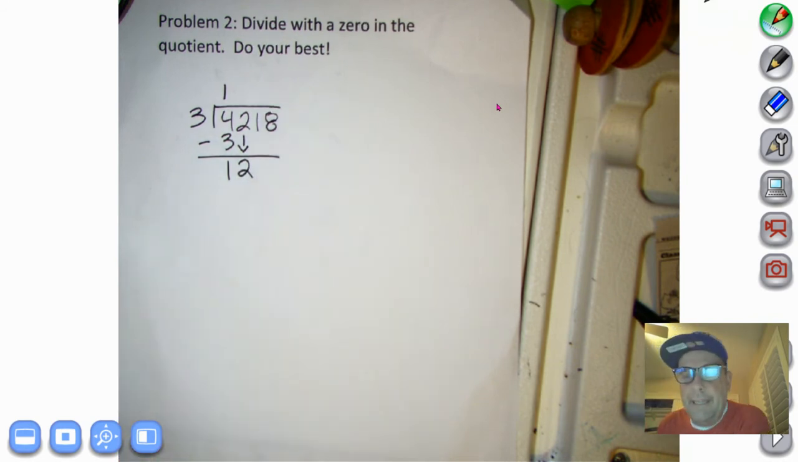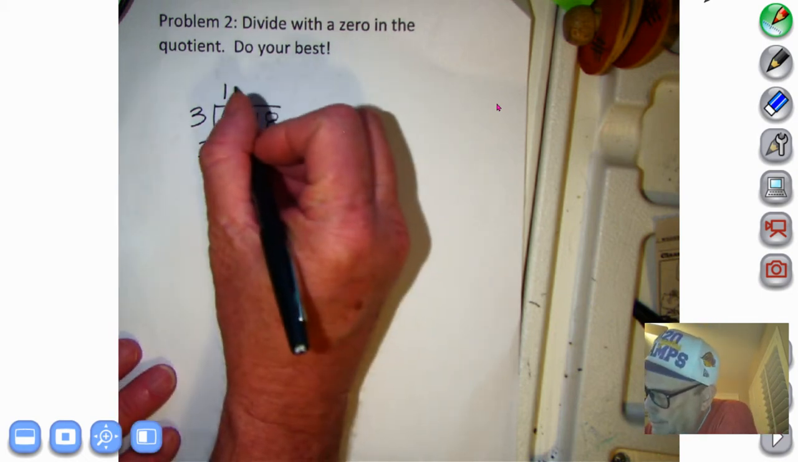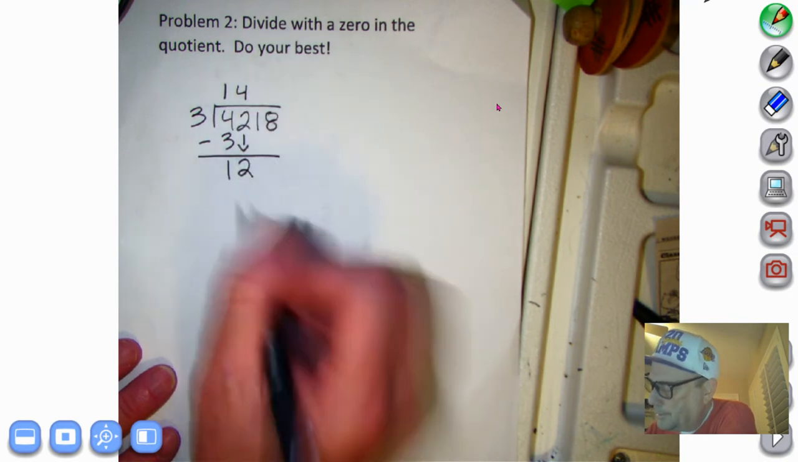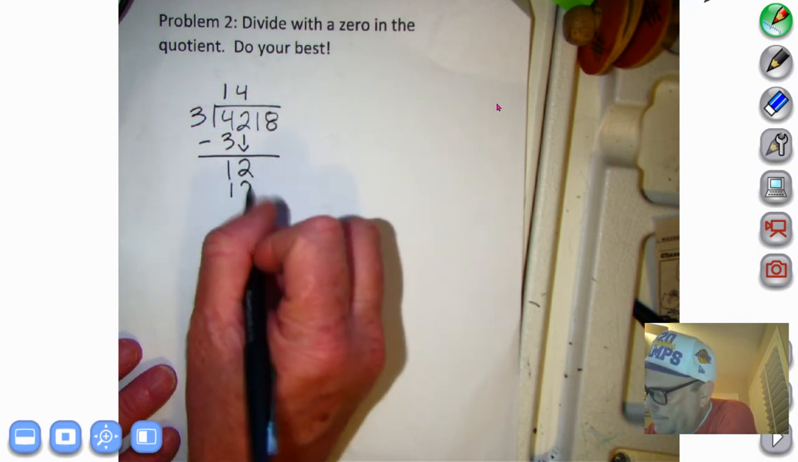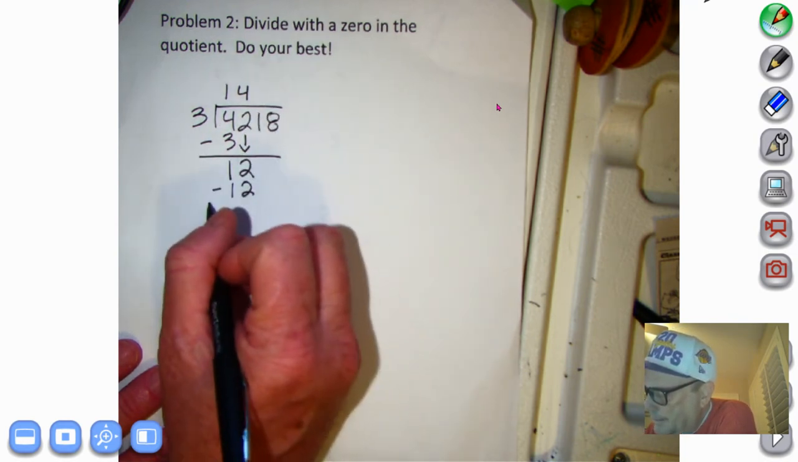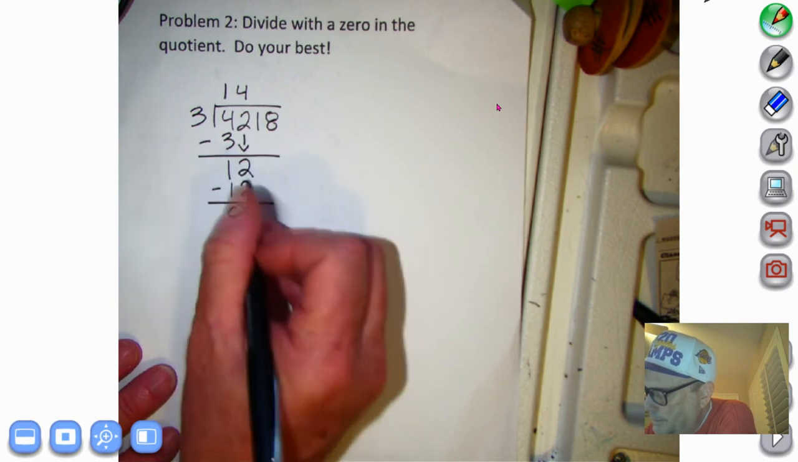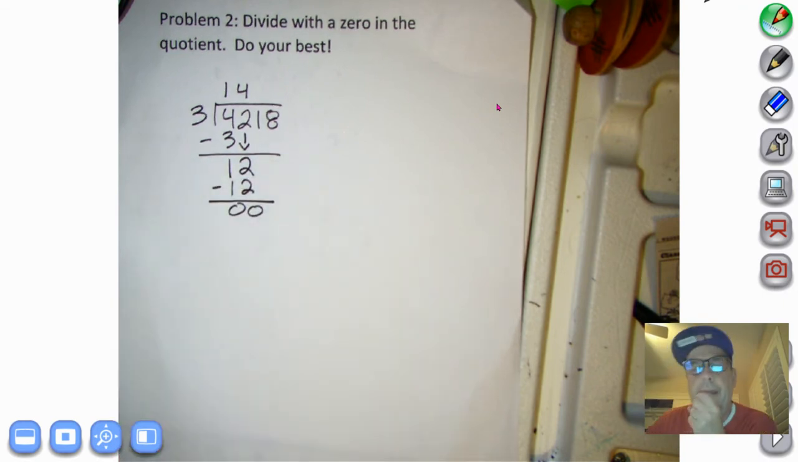Here is the tricky part. I know 3 times 1 is 3, 3 times 2 is 6, 3 times 3 is 9, 3 times 4 is 12. Right? That wasn't so tricky. But now look what happens. 1 minus 1 is 0. 2 minus 2 is 0. What should we do now?